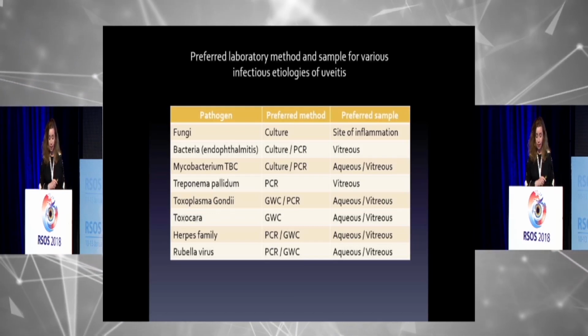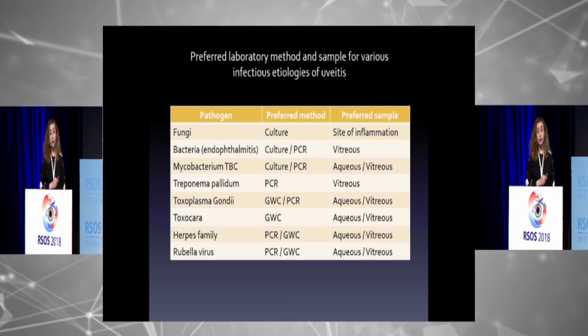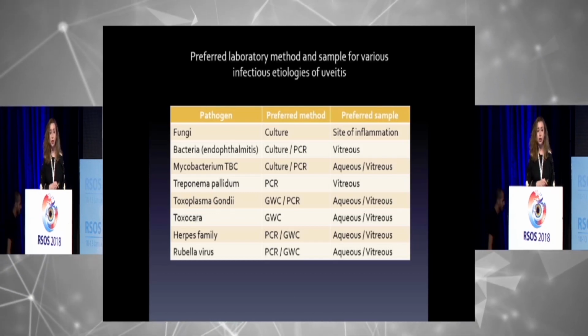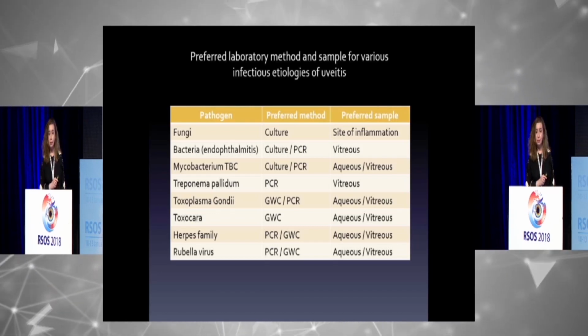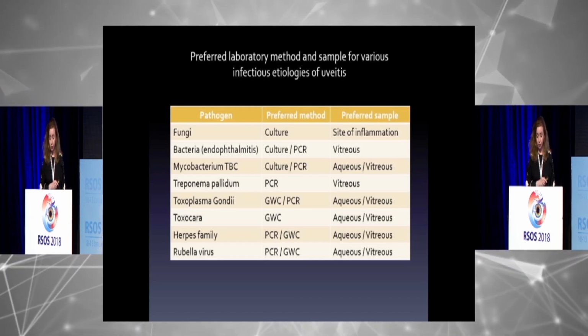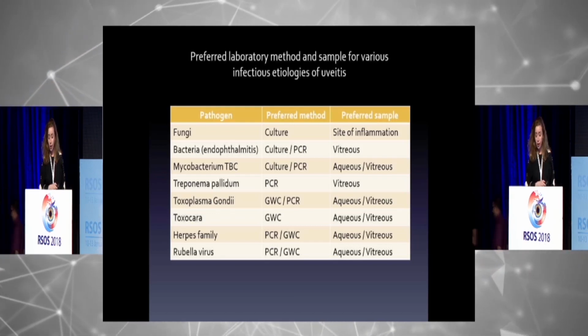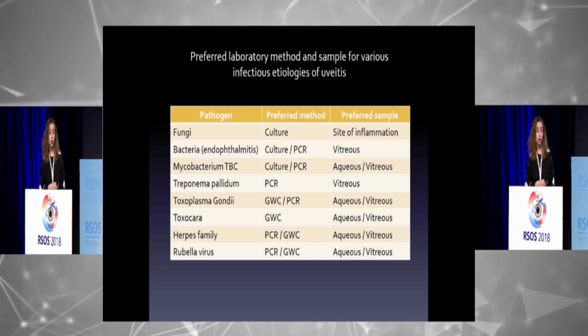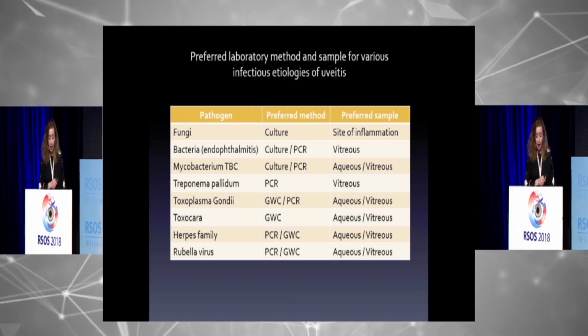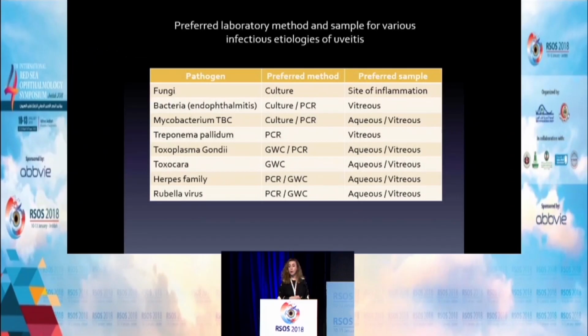As you can see here, in most cases, the Goldman-Witmer coefficient and PCR are used, and in most cases, aqueous or vitreous are equal. But you have to remember some important exceptions. One is fungal infection. For fungi, the preferred method is still the culture, and you are going to sample the site of inflammation, which mostly is the vitreous. The other important exception is, again, bacterial endophthalmitis, where the vitreous is the preferred site for sampling, and the culture and PCR are almost equal.